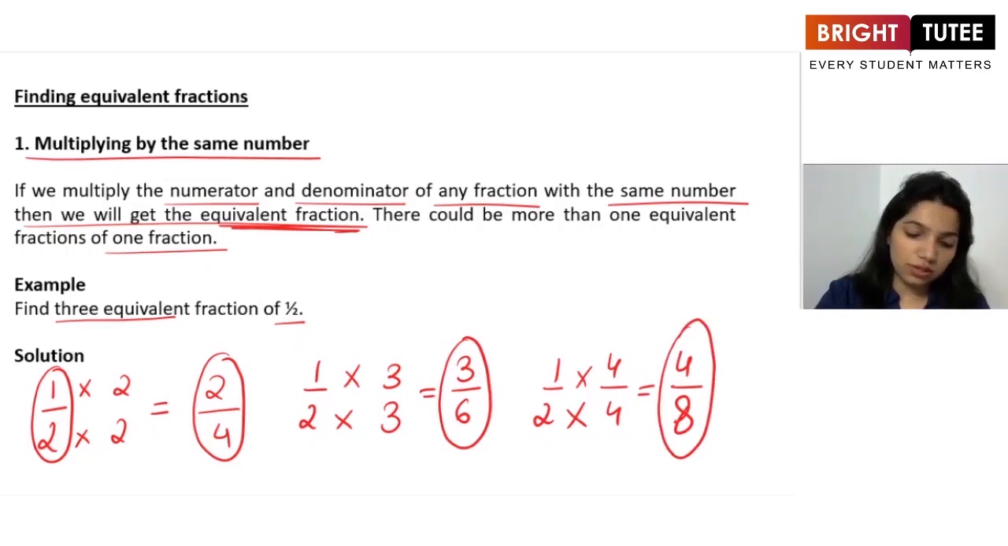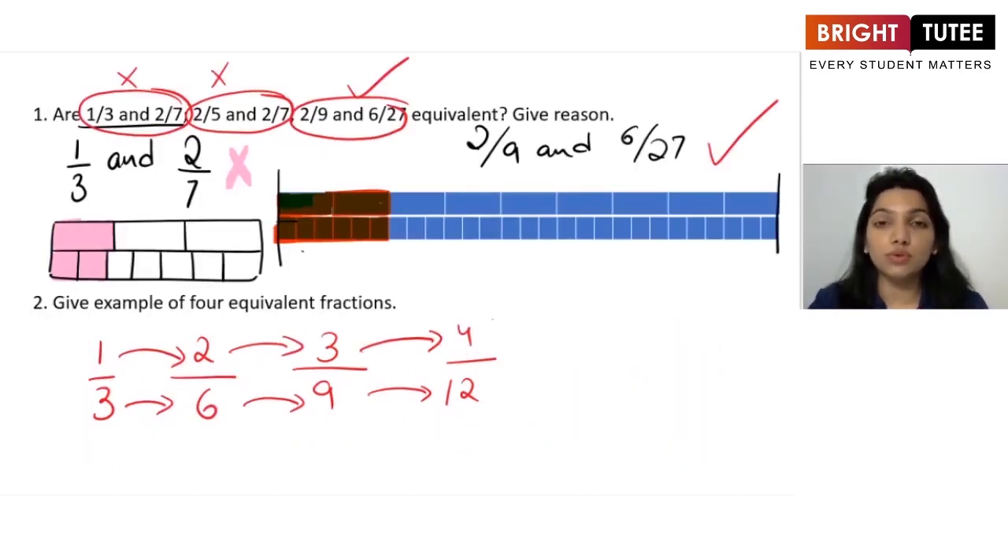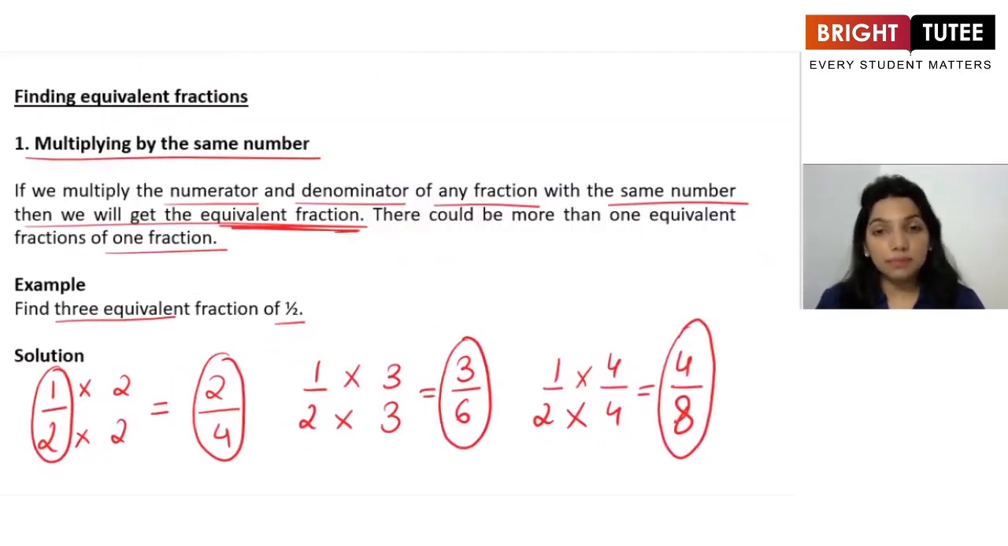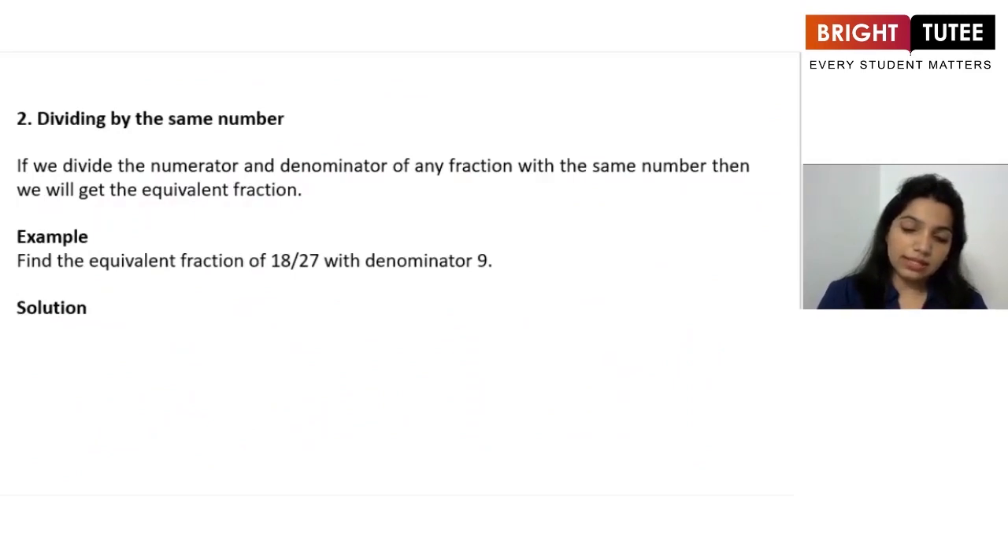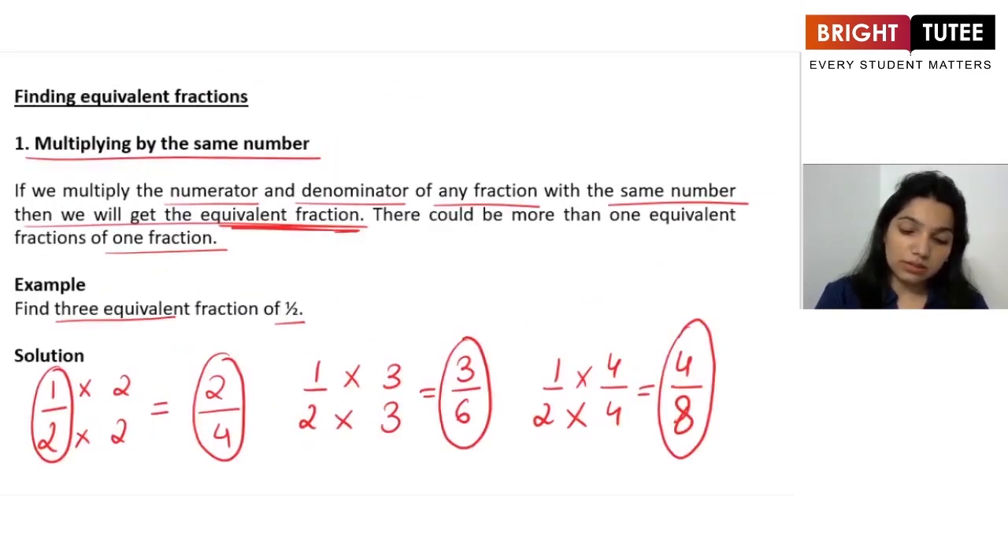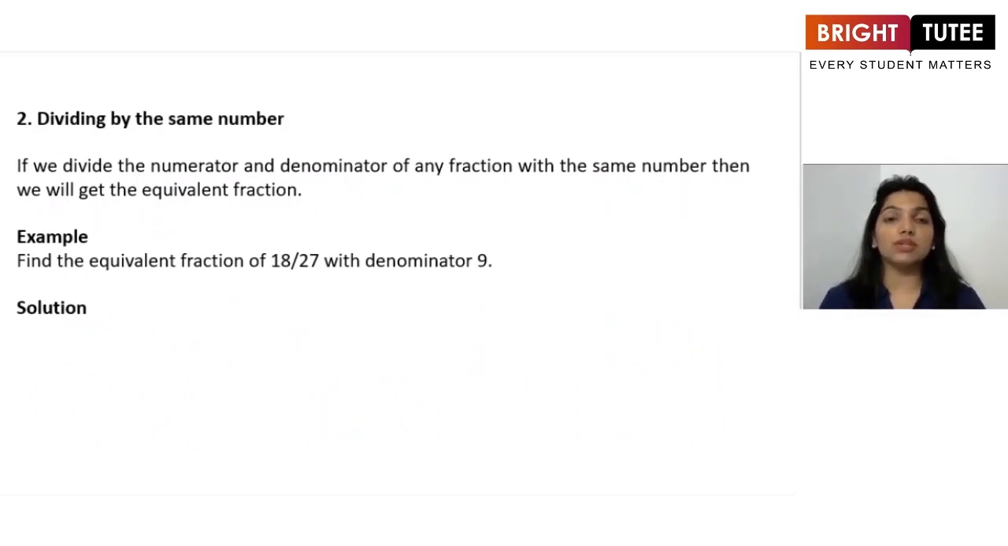It was so troublesome to draw these images and then work out the equivalent fractions. Now look how simple the work is. We just multiply the numerator and denominator by the same number, and we know that this fraction is equivalent, right? Let's do the other method. We just learned that if we multiply the numerator and denominator by a particular number, we get equivalent fractions. The opposite of multiplication is division, so we are going to divide by the same number. This is also another method by which you get equivalent fractions.